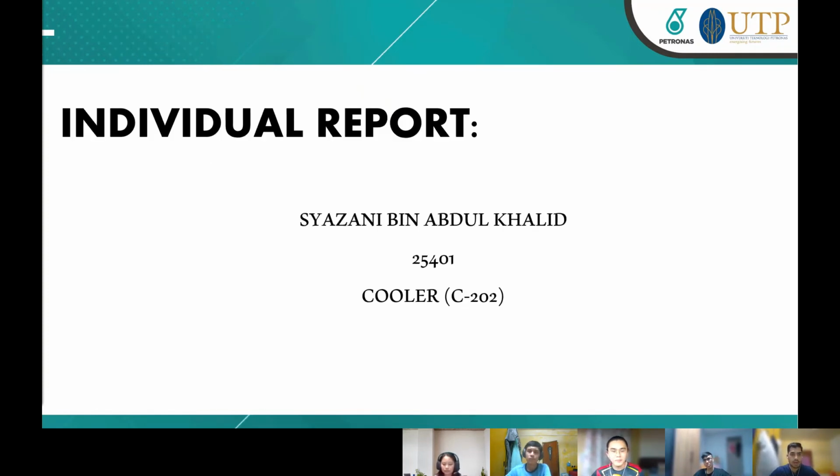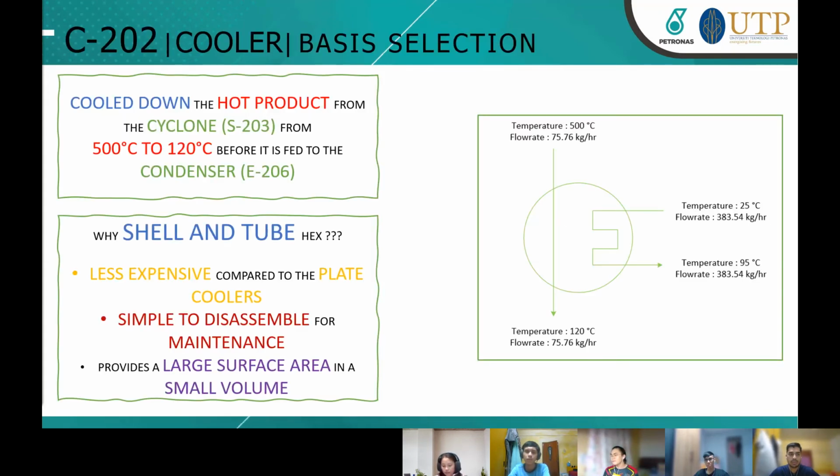Thanks, Kaizayo. Now I will continue the individual part by explaining the minor equipment that I had chosen, which is cooler C202. The C202 cooler is being used to cool down the hot product from the cyclone S203 from 500 degrees Celsius to 120 degrees Celsius before it is fed to the condenser E206.